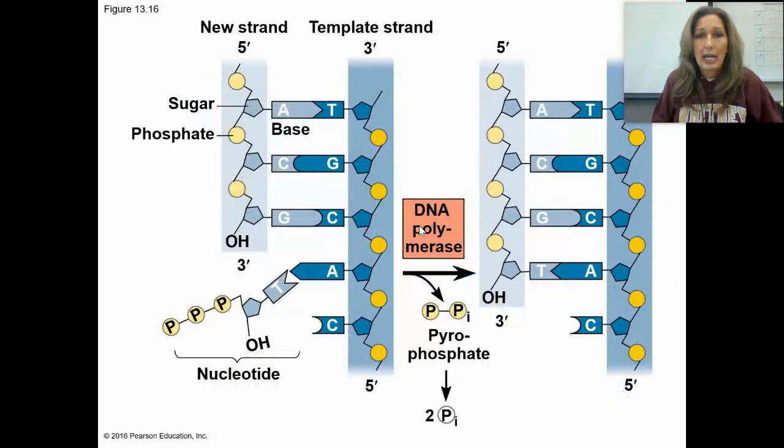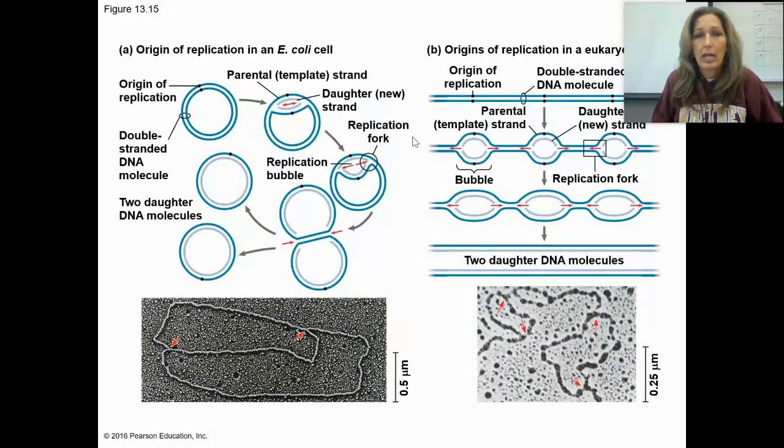Now, what we're going to look at is a replication fork. We're just going to look at one region where DNA replication is taking place. A replication fork is where an enzyme has been separating the two strands of DNA, and now new DNA is being built on both strands.